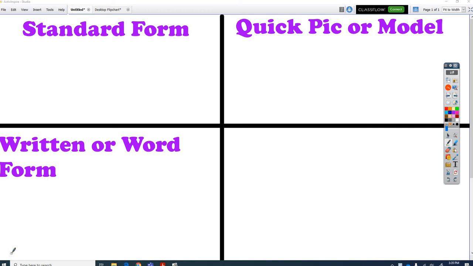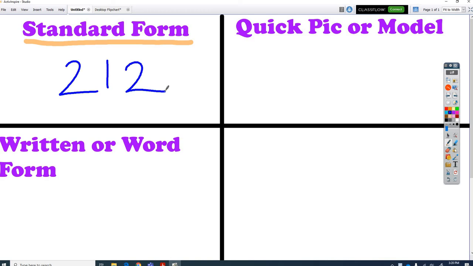Alright, so in math class we've been talking about the different ways to show a number. And we talked about how there was standard form. Remember, standard form is where we just write a number, like 212. That's standard form, where you just write it in numbers.